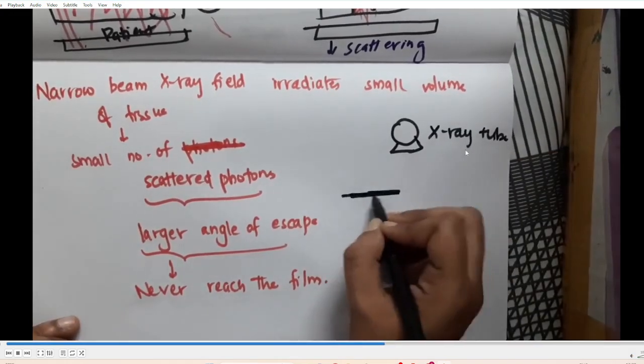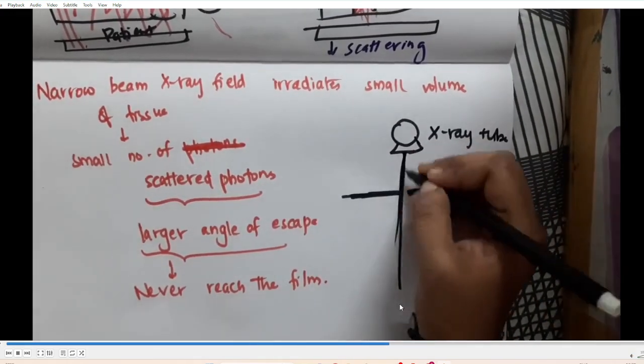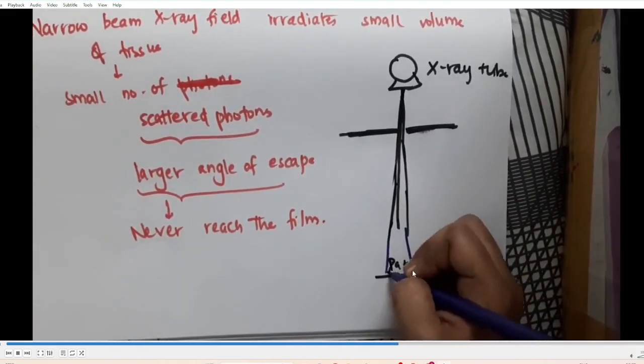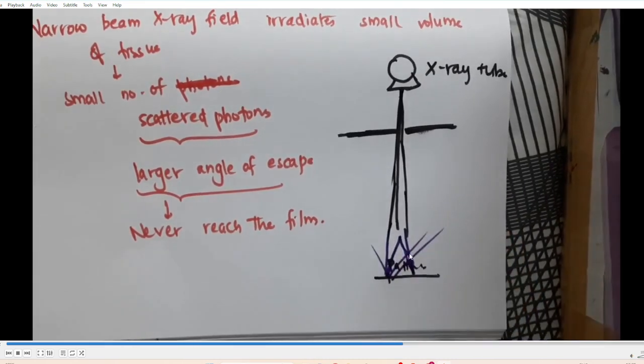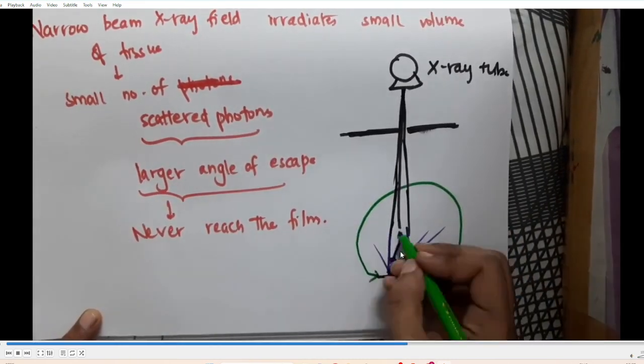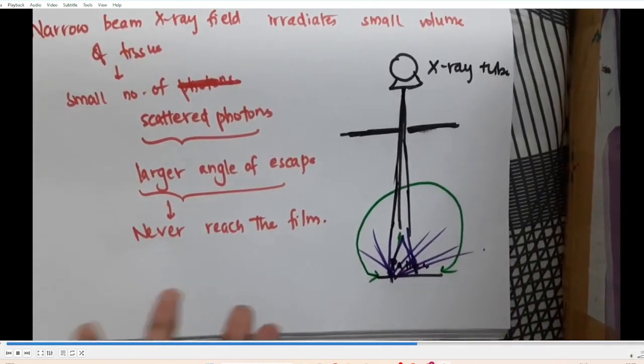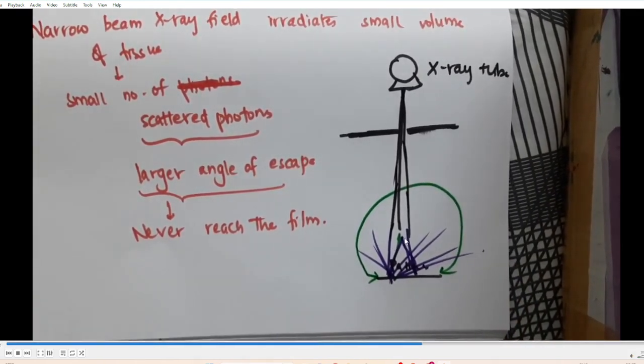So if you see, this is the X-ray tube, this is the collimation, and this is the smaller, thin, narrow beam, and here the patient is there. So this is the angle of escape. The angle of escape for a scattered radiation is this point, this is the angle of escape.